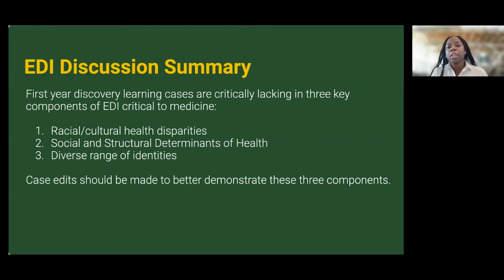Okay, so to summarize mainly on the EDI discussion, we found that all the cases in first year are critically lacking in these 3 main components of EDI, which are critical to medicine. The first one being they are lacking in discussion of racial and cultural health disparities. There's a lack of discussion of social and structural determinants of health. And there's also low representation of diverse ranges of identities. So we would recommend that case edits should be made to demonstrate these 3 components. Can I get the next slide, please?